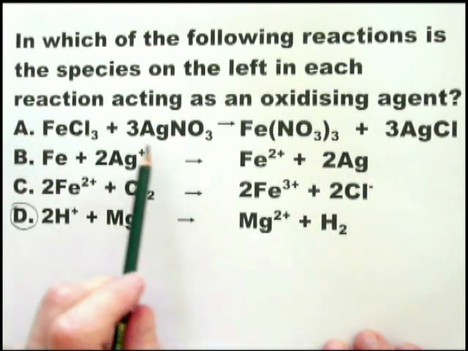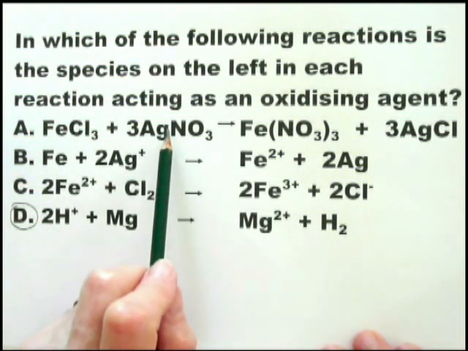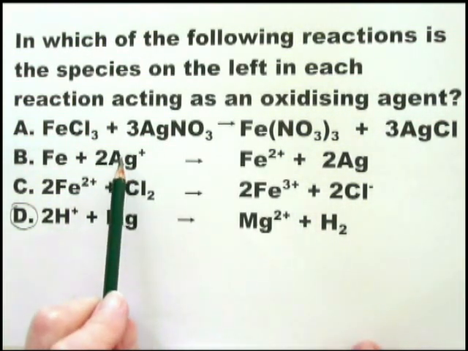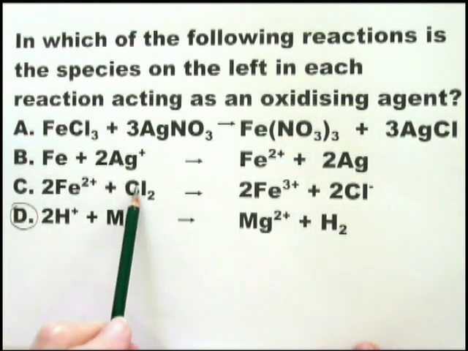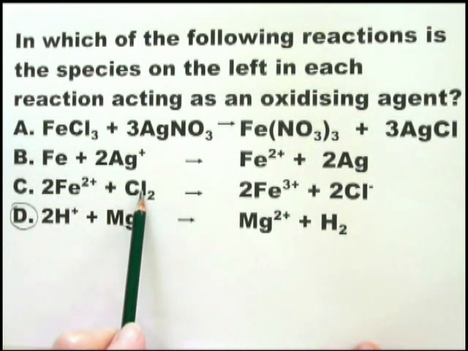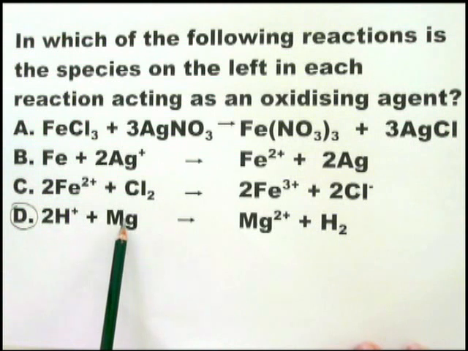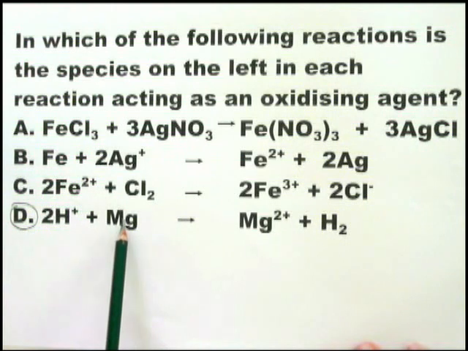You could look at some of the others, and you could see that the oxidation number of silver in this species, silver nitrate, is +1, and it goes to 0 there. So in fact, the silver is being reduced. In here, we know that chlorine as the element has an oxidation number of 0, and it goes here to -1, so the chlorine is being reduced. Magnesium, clearly, is the only one that is being oxidized. And it's one of those things you can see immediately.